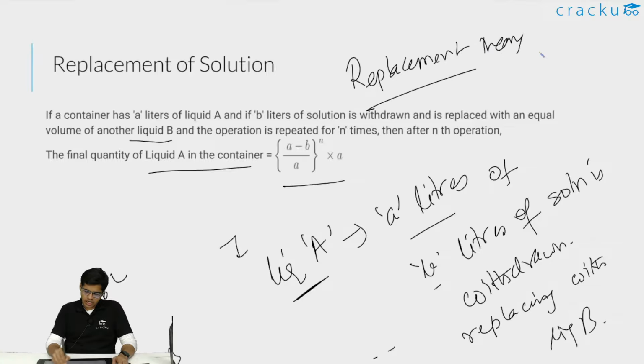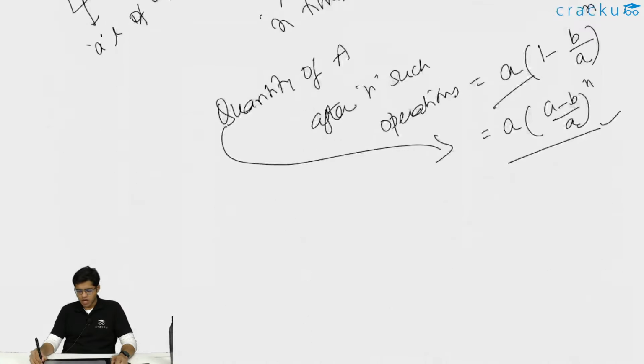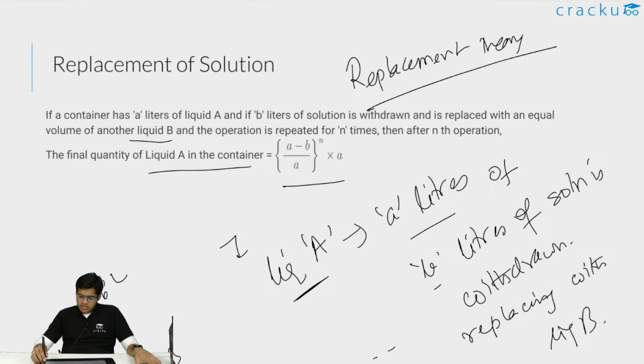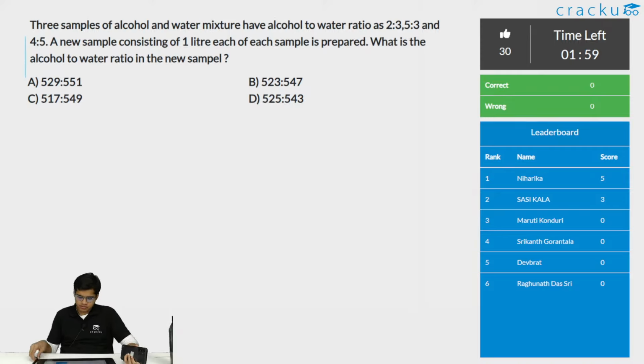Do remember the formula, guys. Again, the formula is what? After n such operations, the quantity of the original liquid will be the initial volume of the original liquid into 1 minus how much volume is being replaced divided by the initial volume, to the power n, where n is the number of times this is done. Okay, guys, let's start solving the question. Do give a shot to this question, guys.